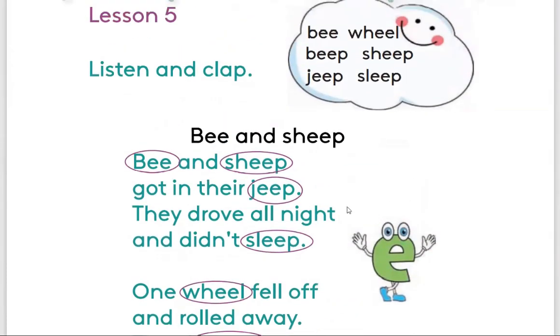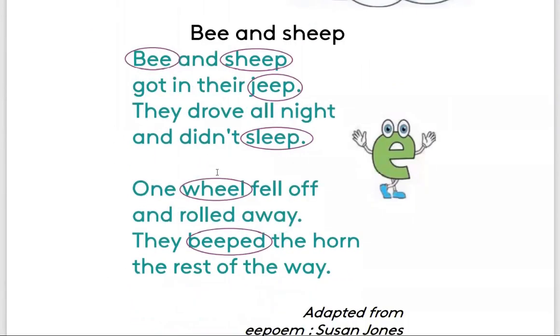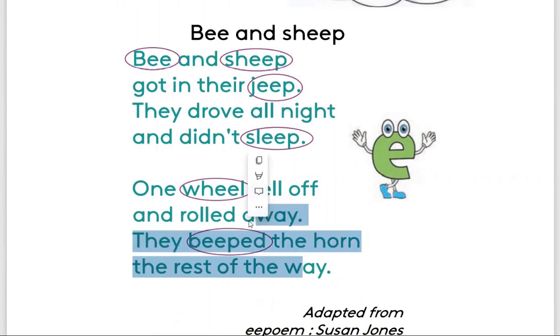Okay. Now, you can see some circled words. I'm going to read. You should follow me. Let's read first. Here you can see letter E. E sound. Now let's read. Bee and sheep got in their jeep. They drove all night and didn't sleep. One wheel fell off and rolled away. They beeped the horn the rest of the way. The rest of the way, right? Again.